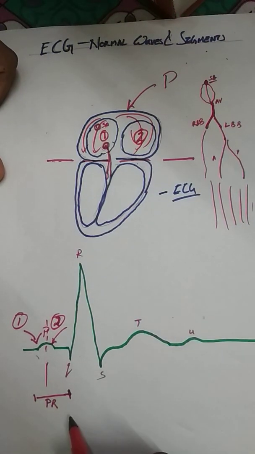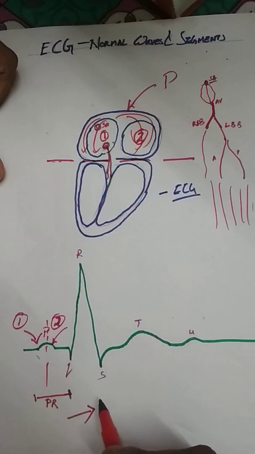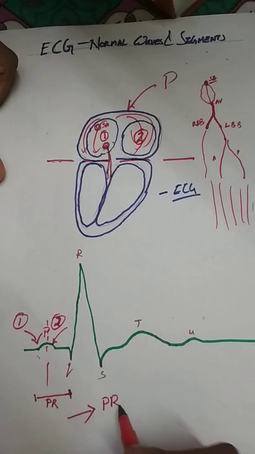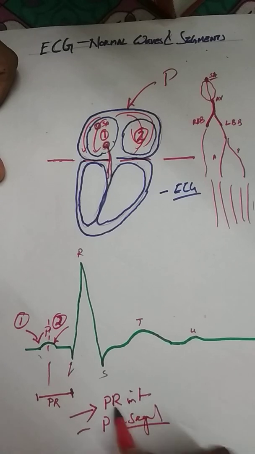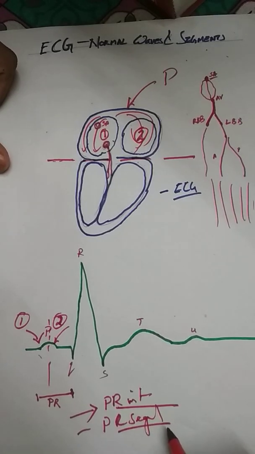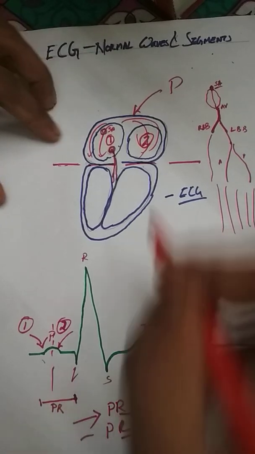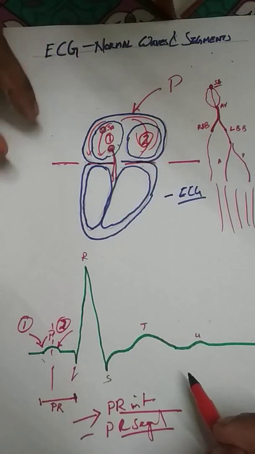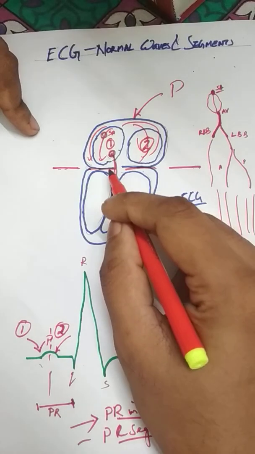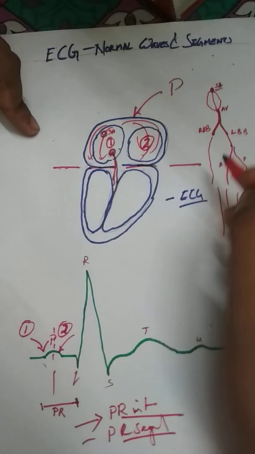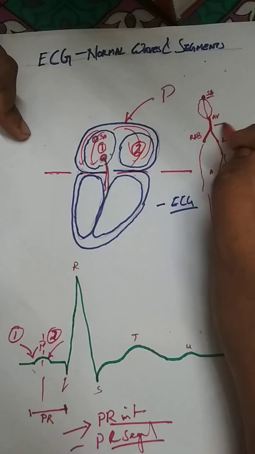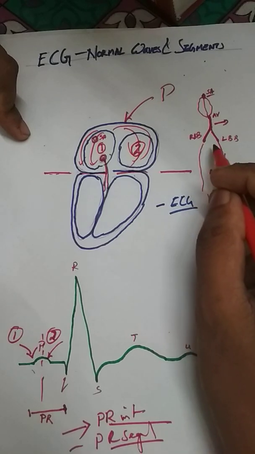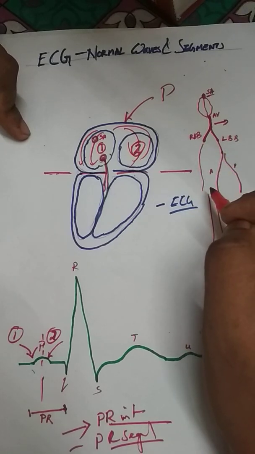There is a difference between the PR interval and the PR segment, which we will discuss in later classes. Broadly, the spread of impulse from the SA node to the AV node can be considered as the PR interval. Now the impulse has reached the AV node. Then it goes through the bundle of His, and then it spreads through the right and left bundle branches.